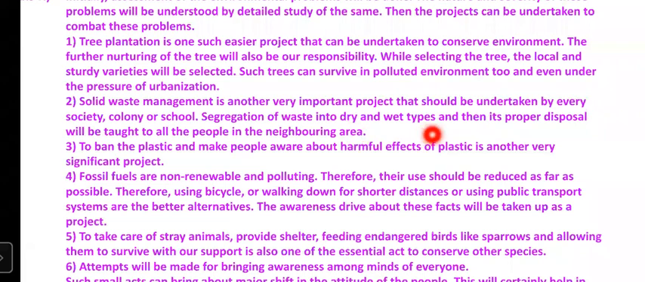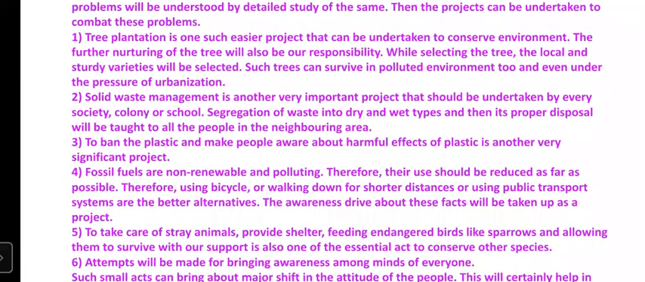Third point, to ban plastics and make people aware about the harmful effects of plastic is another very significant project, isn't it? You know the harmfulness of plastics. So that's why plastic should be banned and we have to make people aware about its harmful effects. The fourth point, fossil fuels are non-renewable and polluting. Therefore, their use should be reduced as far as possible. So how can it be done? Using bicycles, walking for shorter distances, and using public transport systems are the better alternatives. The awareness drive about these facts will be taken up as a project. So you are going to make people aware about it.